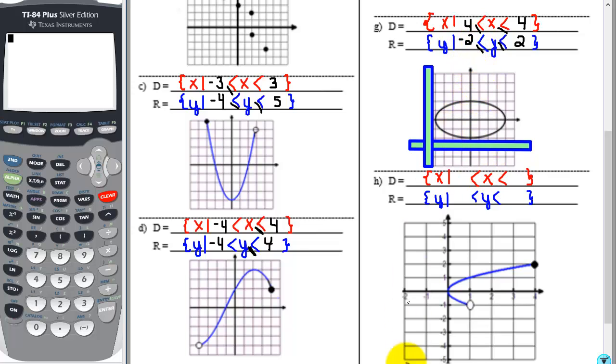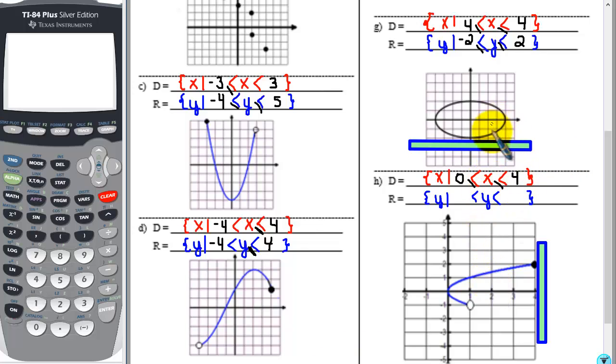Alright, let's go ahead and do the next one. The next one is right here. If we move from left to right, the first place we touch for the domain will be 0, and we'll have a dash because it's a solid line right there. As we move that line across to the right, the last place we touch is at positive 4, and we'll have a dash because it's a solid point.